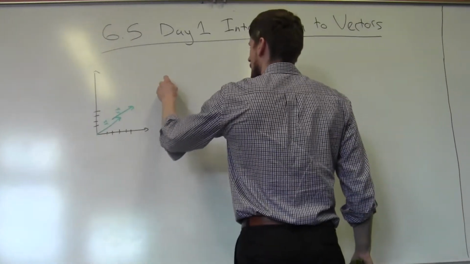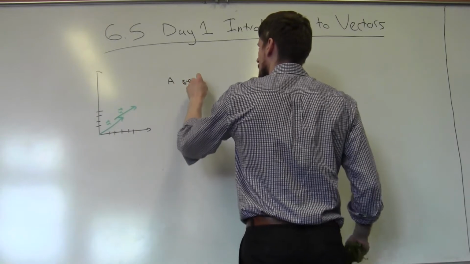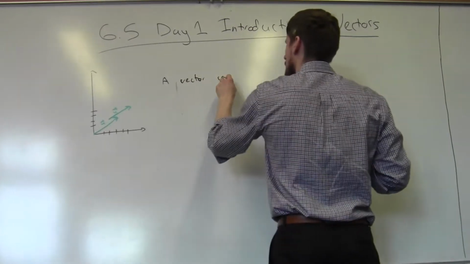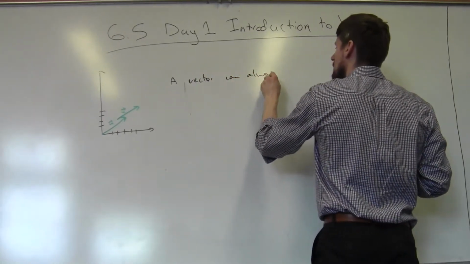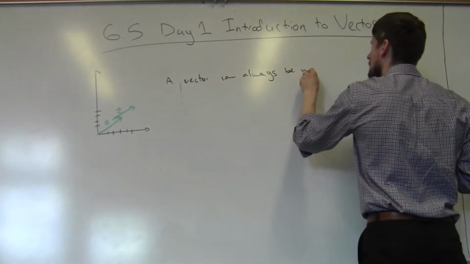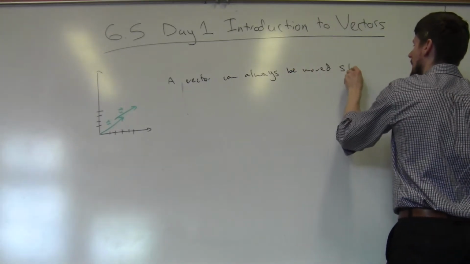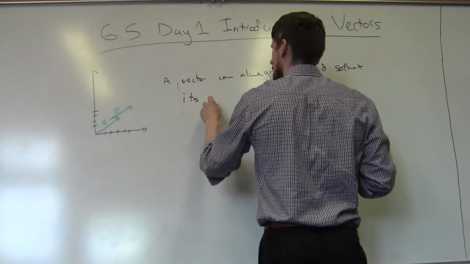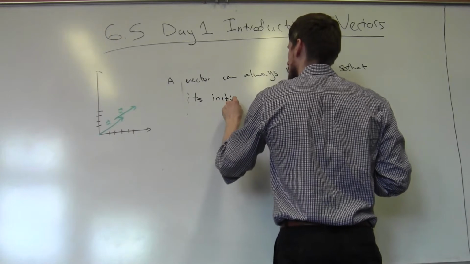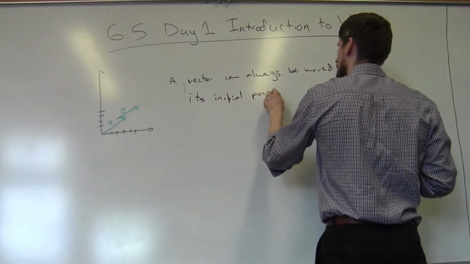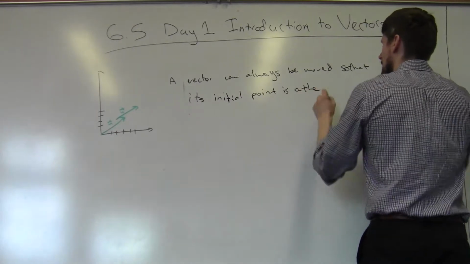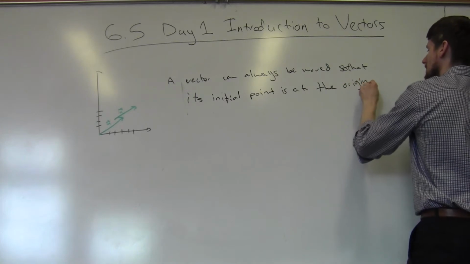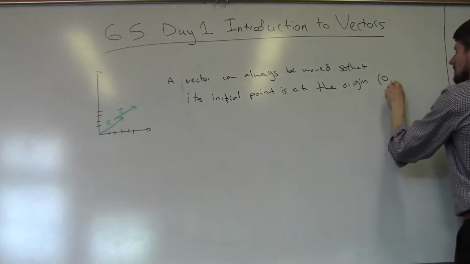So let's write that down. A vector can always be moved so that its initial point is at the origin. We can say 0, 0.